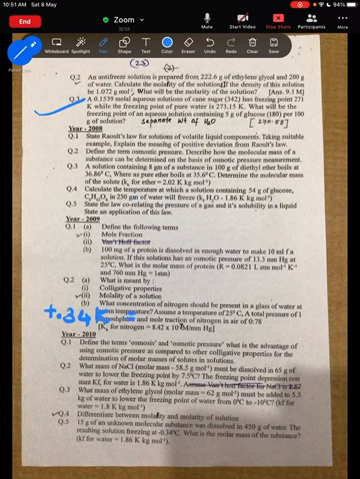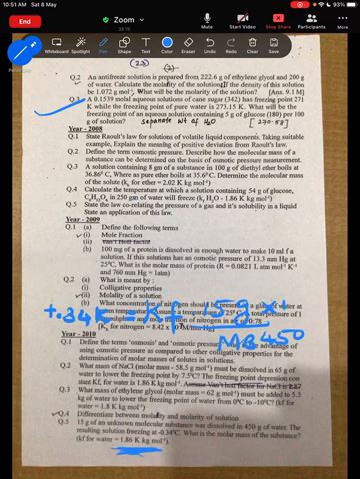Kf of water is given. Better to learn this value by heart, 1.86 kg per mole. Kf is given. And molality, that is Wb, 15 gram, Wb upon Mb you have to calculate, and 450 upon 1000. This way you can calculate Mb.